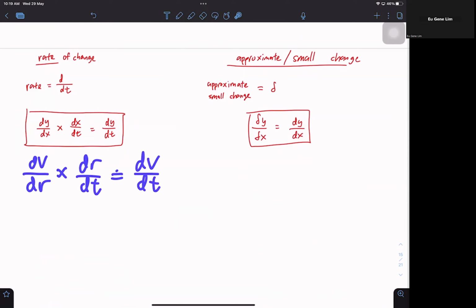Understand? The formula actually depends on the situation, depends on what the question asks. But the concept is the same. Up and down put on the left hand side.